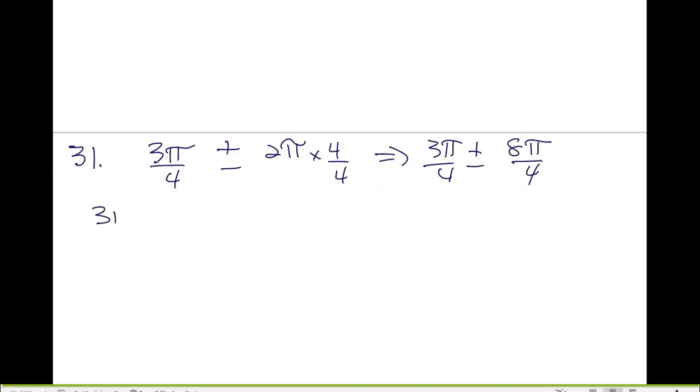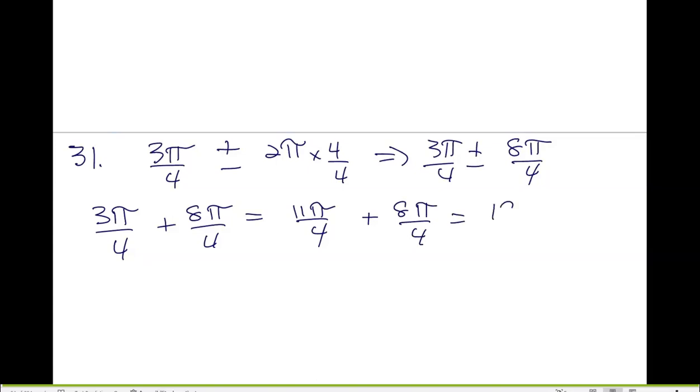So now let's start our work. 3 pi over 4, I want to get positive angles. I'm going to add 8 pi over 4, and I get 11 pi over 4. So that's one of them. Then I add another 8 pi over 4, and I get 19 pi over 4. That's the second one. So here are my 2 positive coterminal angles.